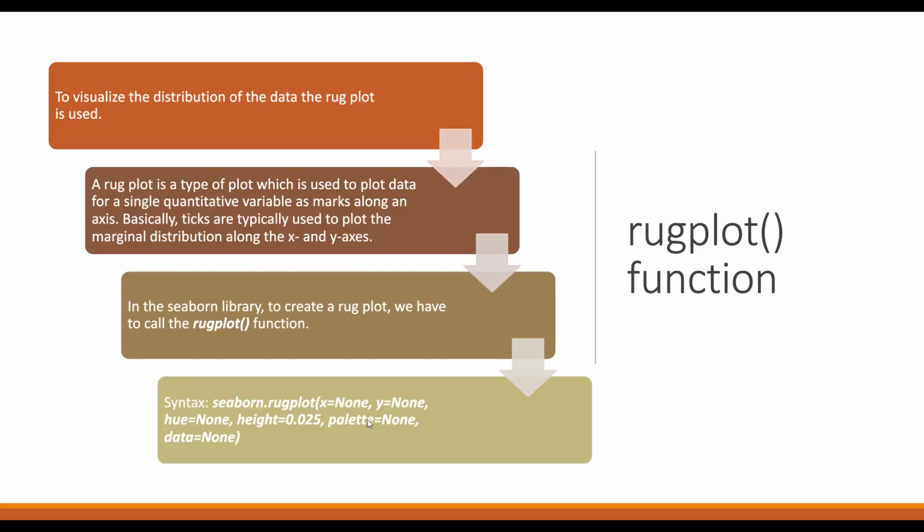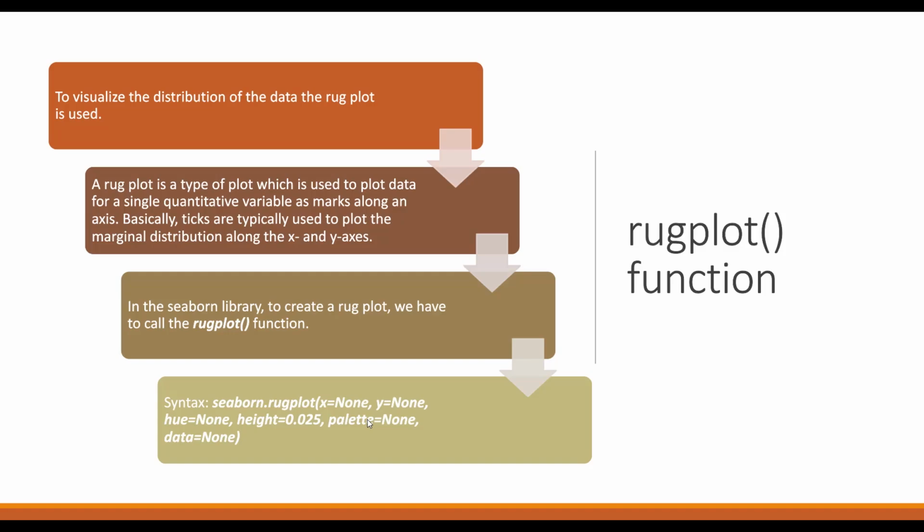The next one is hue. You all know that it is a grouping variable that will produce components with different colors. The next one is height. It is the proportion of axis extent covered by each rug element, and by default its value is 0.025. The next one is palette. It generates a variable with different color map values. And the last one is data. You know that it is the data set that we are going to use.